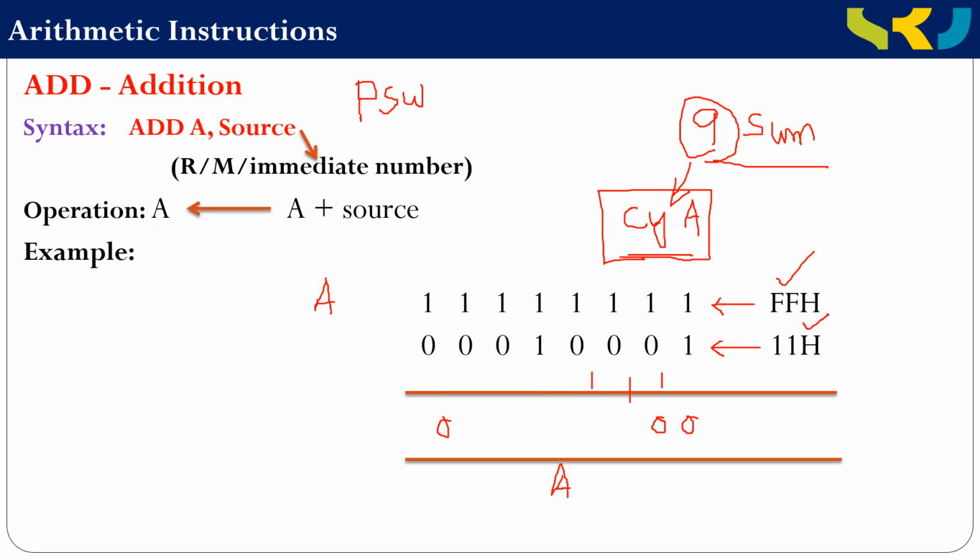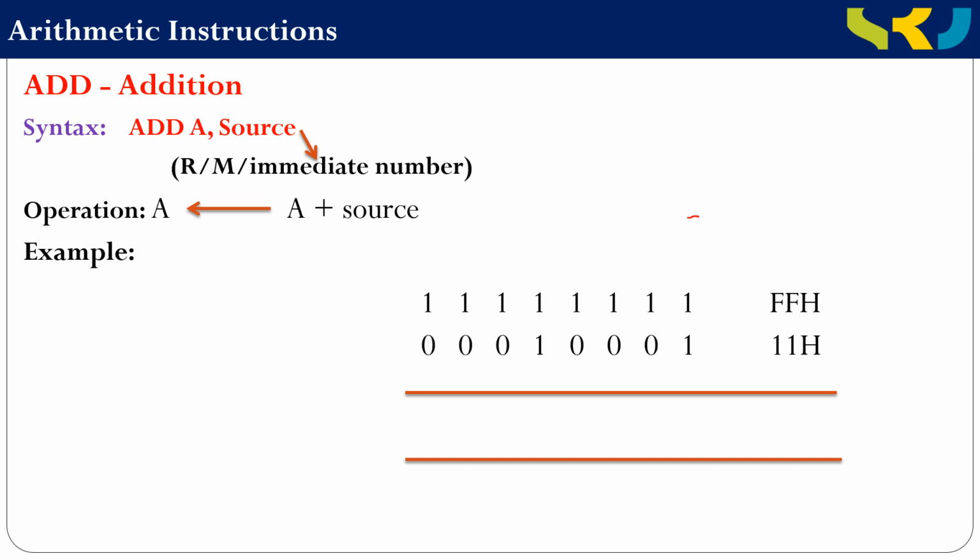Now after this addition, we can also check the status of the processor with the help of status flags. The status flags, as we already know, are available in the PSW register of 8051 microcontroller. They are carry flag, auxiliary carry flag, parity flag, and overflow flag. We already know that the result available in accumulator is now 10H, and the carry flag is equal to 1.